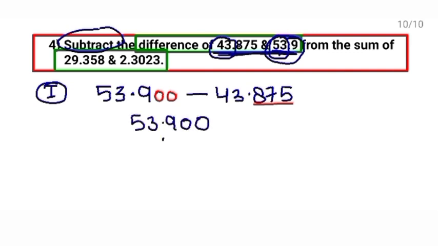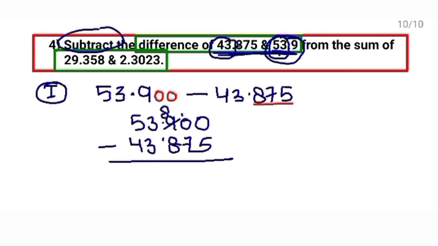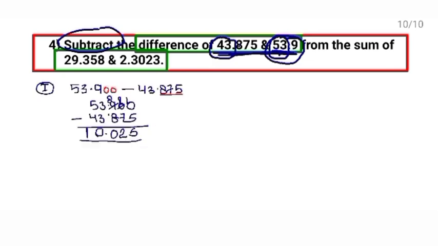53.900, 43.875. Take borrow. 10 9 10. 10 minus 5 5. 9 minus 7 2. 8 minus 8 0. 3 minus 3 0. 5 minus 4 1. So first step you have completed. Now do the second step. Add these two numbers, 29.358 and add 2.3023.